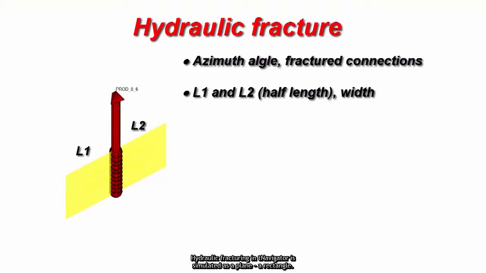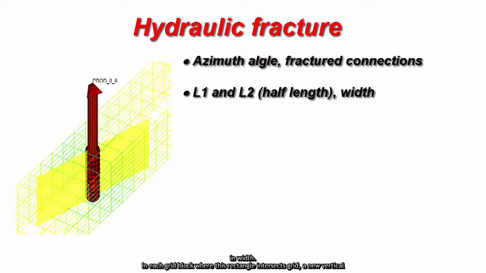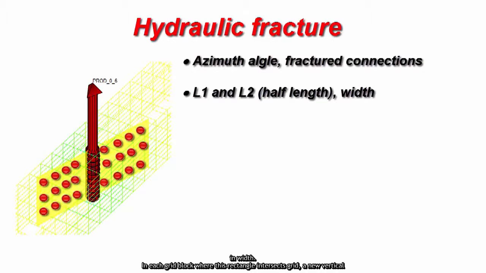Hydraulic fracture in tNavigator is simulated as a plane, a rectangle. We define connections that are fractured, azimuth angle, half length in both sides, and width. In each grid block, where this rectangle intersects the grid, a new vertical connection is created. So the fracture produces fluid as a set of virtual connections.